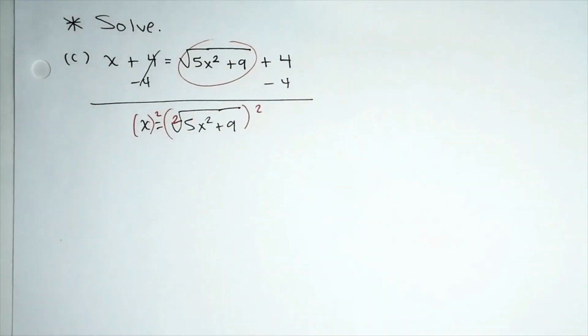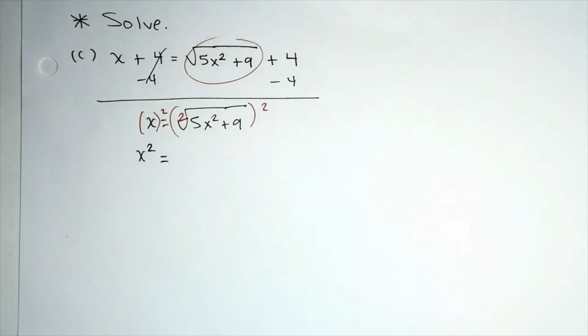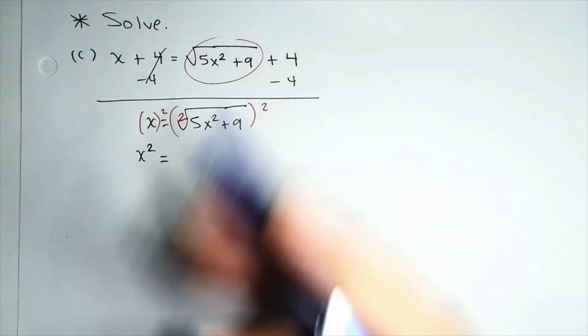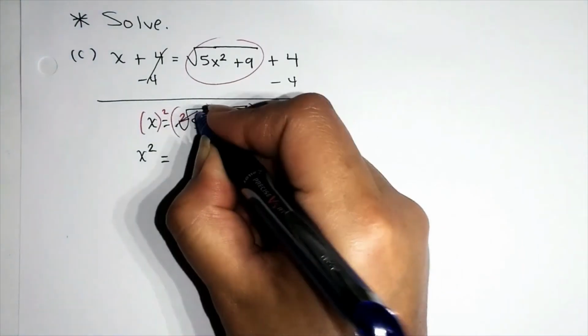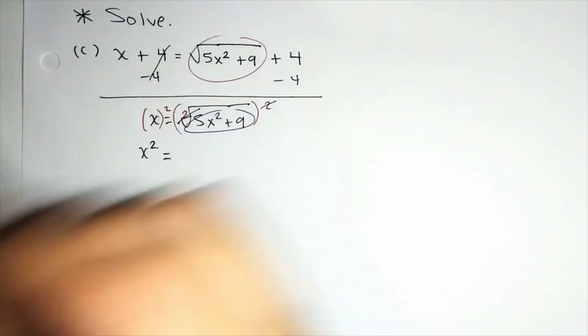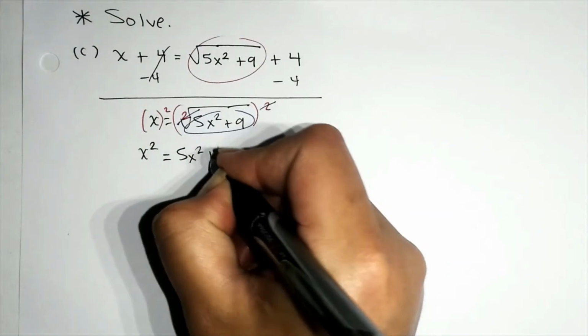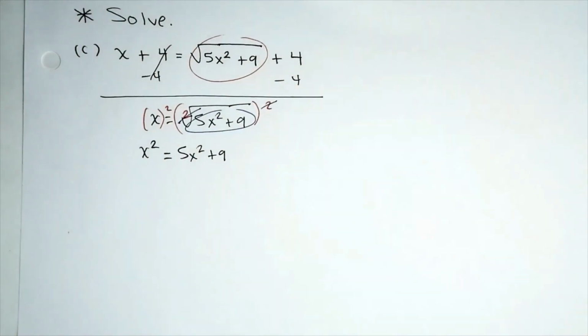Cool. Alright, so on the left side, the square of x will just give us x squared, how normal people speak. On the right side, the square and the square root undo each other. This is why we squared both sides versus cubing both sides, and so forth. And that will leave us with the radicand, or former radicand, of 5x squared plus 9.